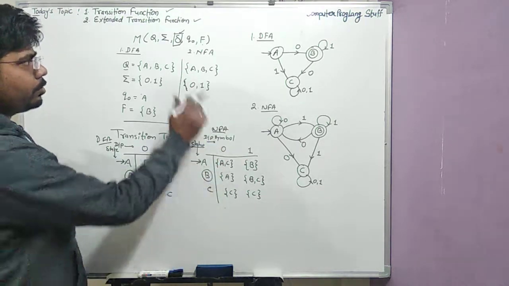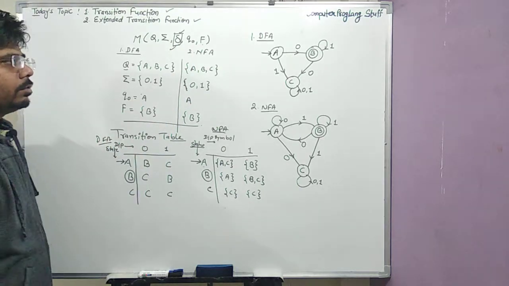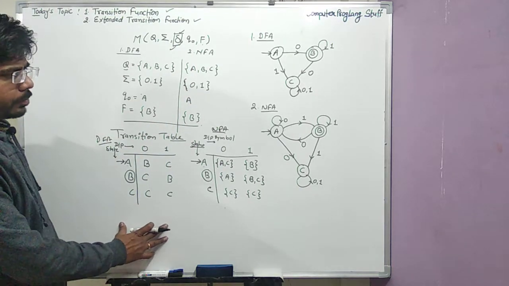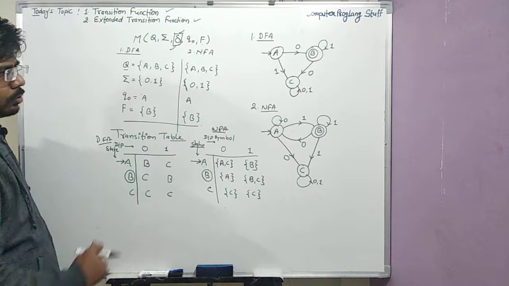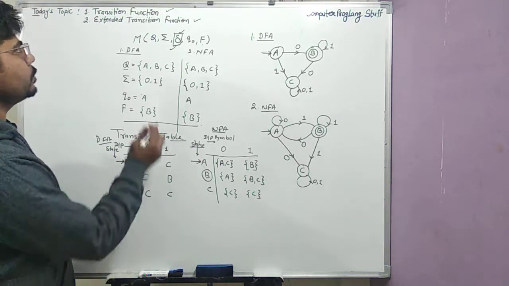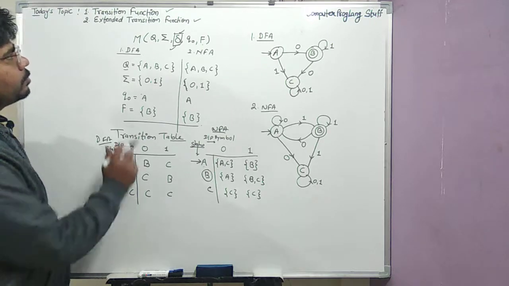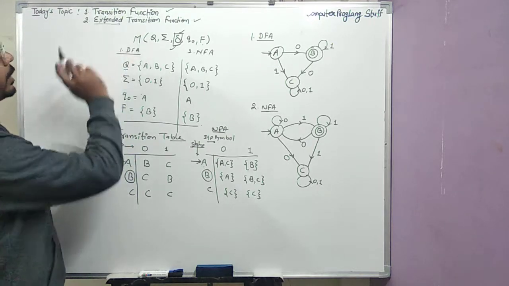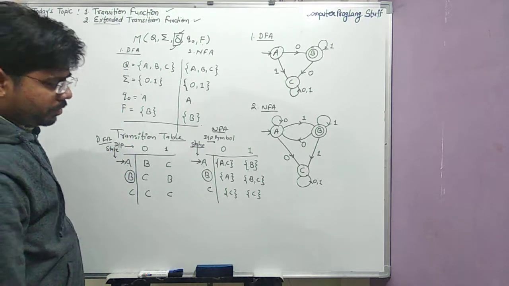This is how we can show the diagram in the form of a table. These tables are the transition function or transition table. That is how we can show DFA or NFA. Now let's move towards our second topic, that is extended transition function.